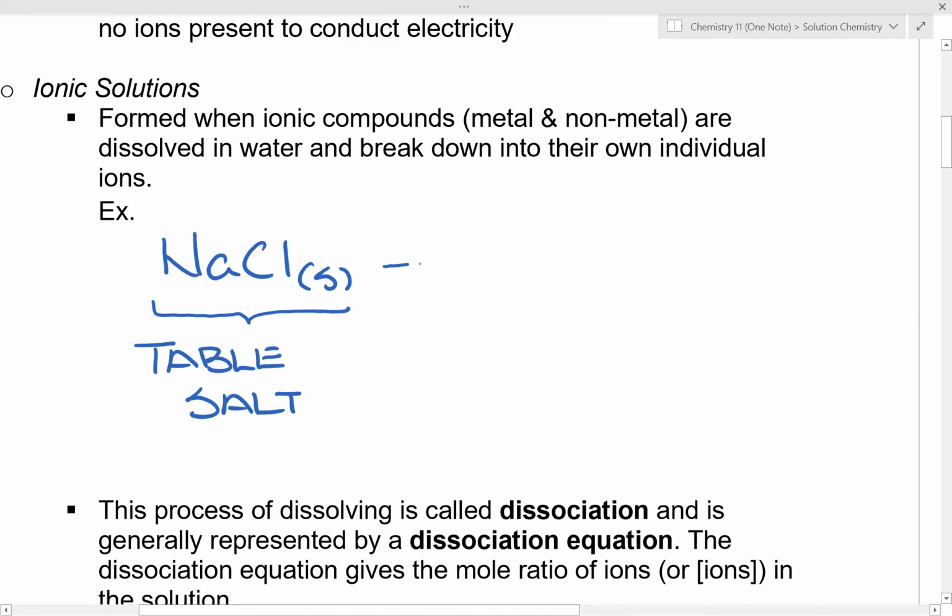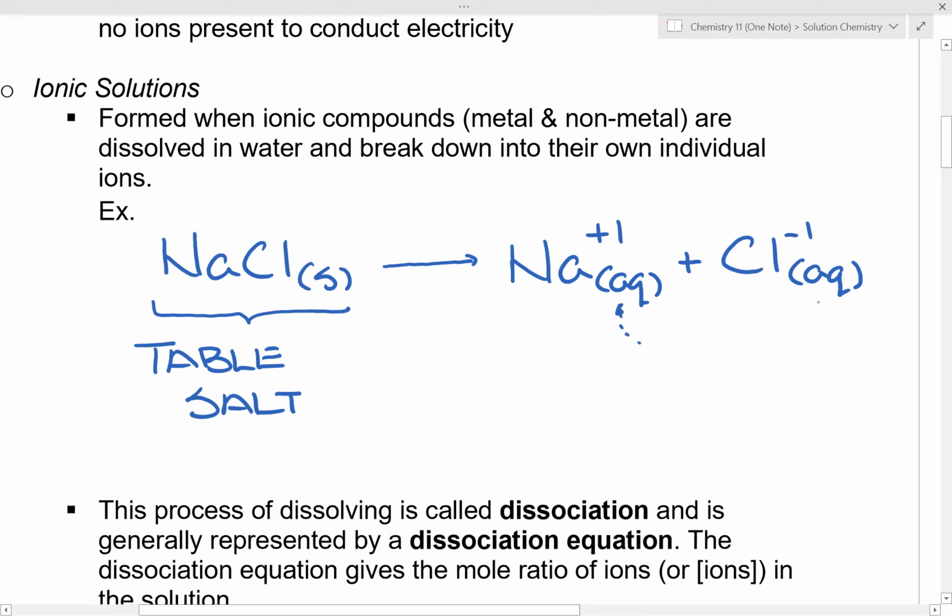Now, when we dissolve it in water, what happens is the breakdown is a little bit different. It actually breaks down into its component ions. So you have Na+ and Cl-. Notice the phase symbol of aq. Notice those phase symbols there.